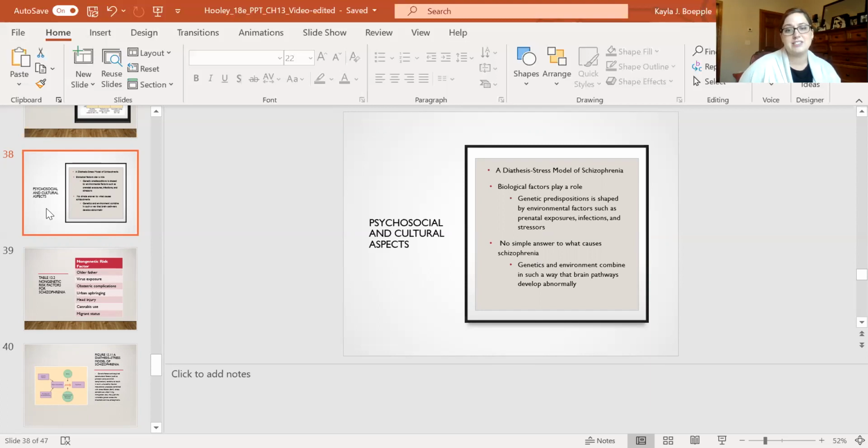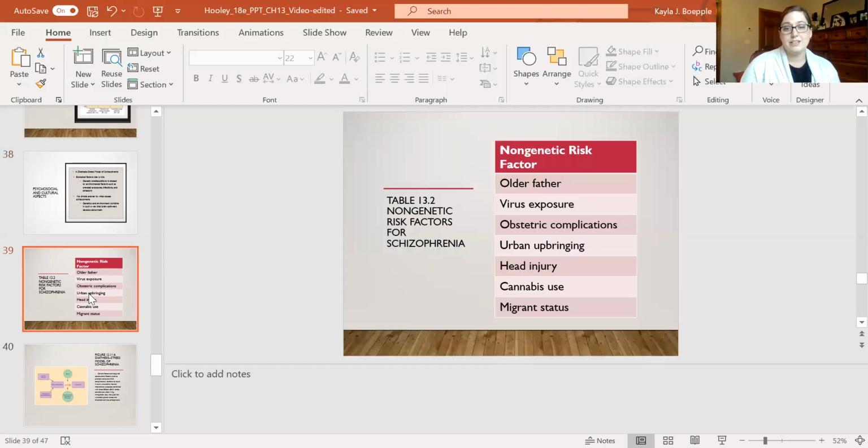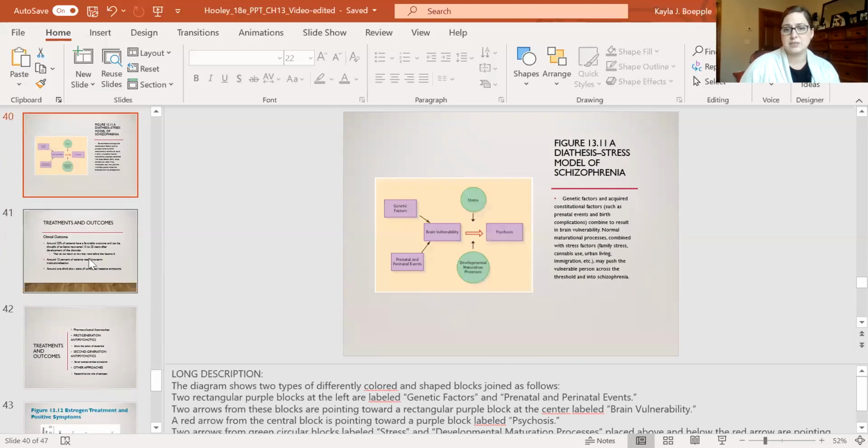Genetics and environment combine in such a way that the brain pathways develop abnormally. So those non-genetic risk factors that we talked about are going to be older fathers, viral exposure, pregnancies during complications or delivery, having an urban upbringing, head injury, cannabis use, and if you're an immigrant. This just talks about that a little more. So we both need that genetic factor and that prenatal or perinatal events that can also trigger the outcome of schizophrenia.